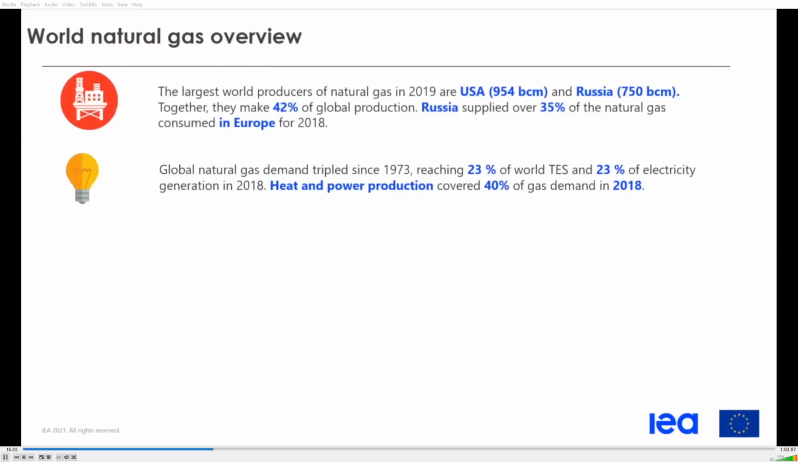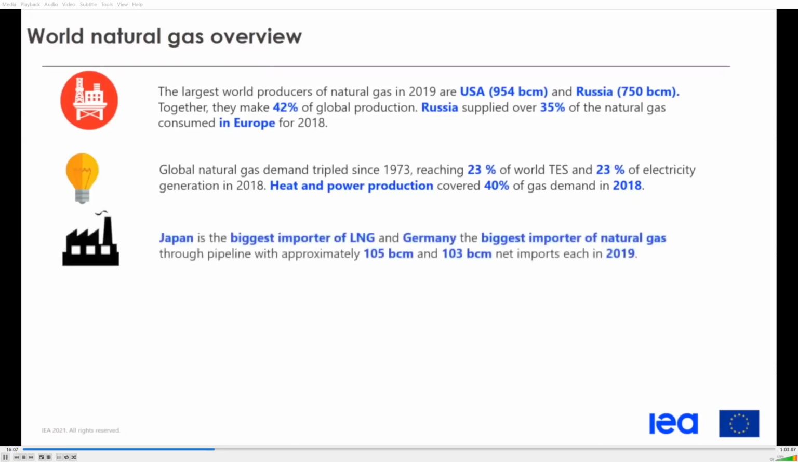Its trade is both in gaseous form through pipelines and in LNG form, so liquefied form through tankers, which partially explains its big increase in demand in the latest years because of the ease now of transporting this commodity around the world. But it's not the only reason.